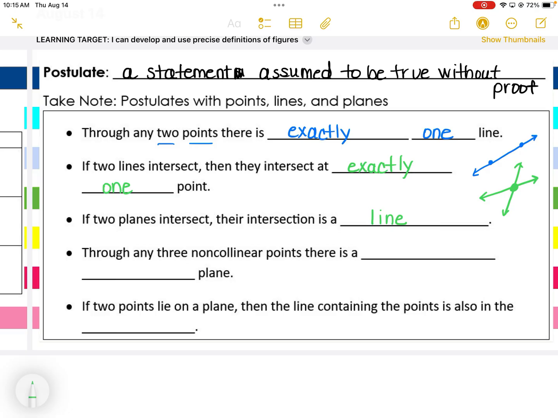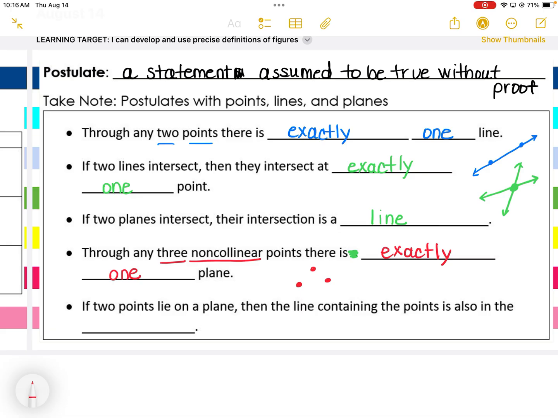Number 4, through any 3 non-collinear points, there is, and the A should not be there, that's a typo, there is exactly one plane, okay? And the word non-collinear means not on the same line, okay? So three points, if I had a point here, okay? That could be on the same line, but the third one does say three non-collinear points, they're not going to be on the same line, but they will be in the same plane.